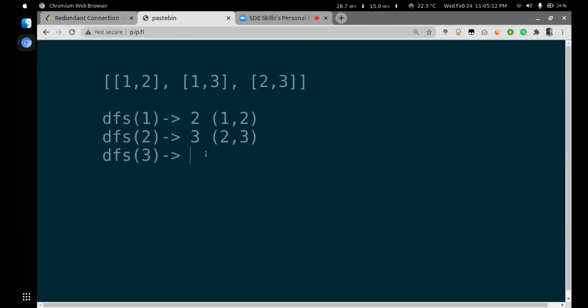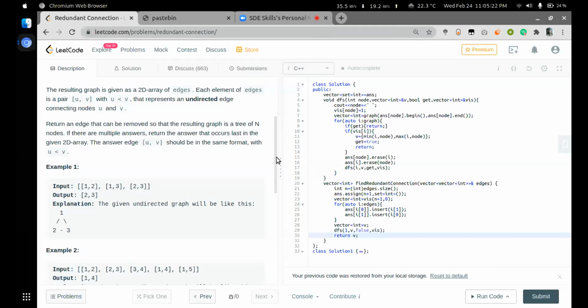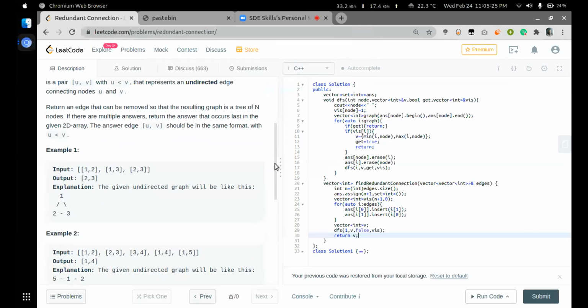Yes, right. So I think the person wants us to return the node where the first vertex is as minimum as possible, and the second vertex as maximum as possible. But no, in the first case it's 2 3, right? Yeah, they have mentioned here to return the answer that occurs last in the given 2D array. So if there are multiple possible answers, I return the last edge.